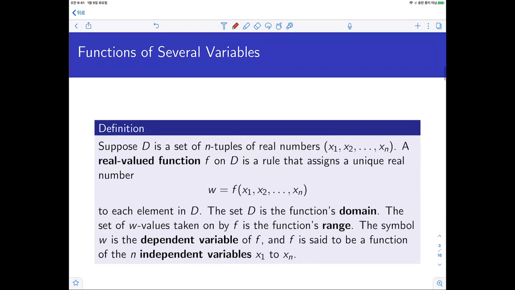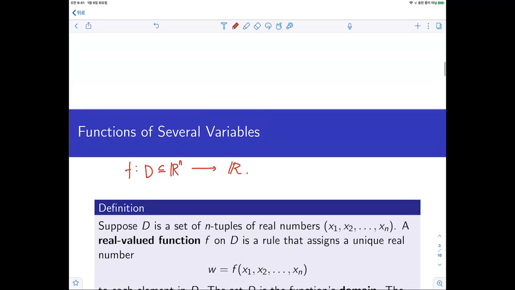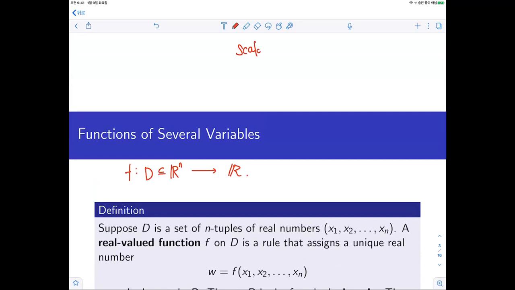So here, f is defined on D, and here D is a subset of R^n, the n-tuples, that means n-dimensional vectors, and then it goes to R. So the usual scalar function sends the domain in R to R.